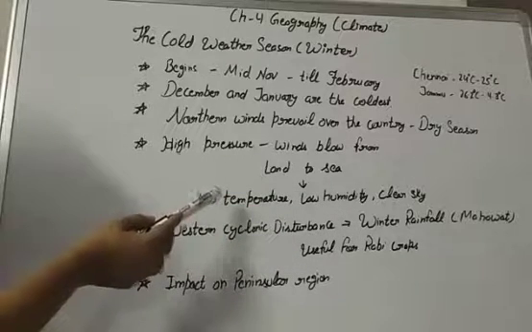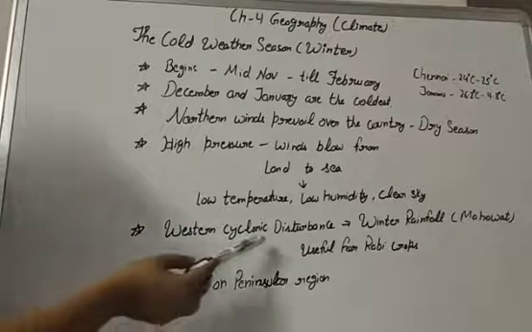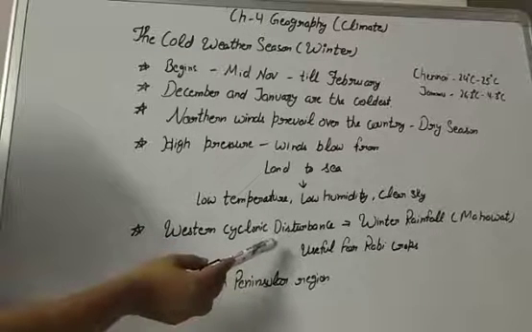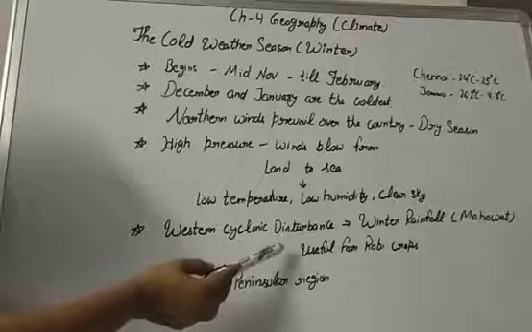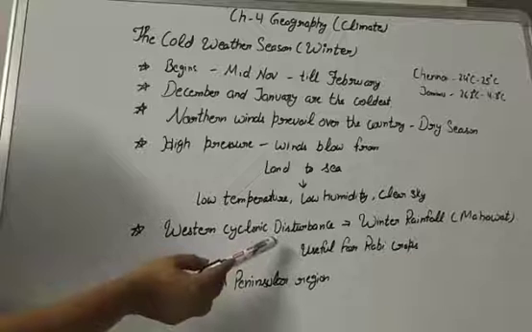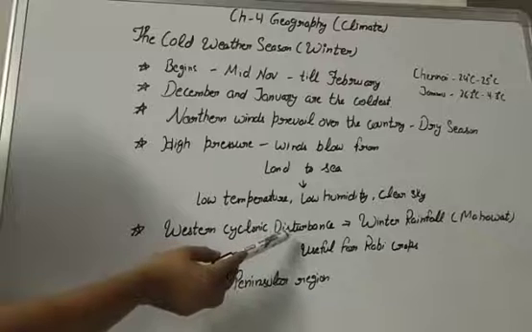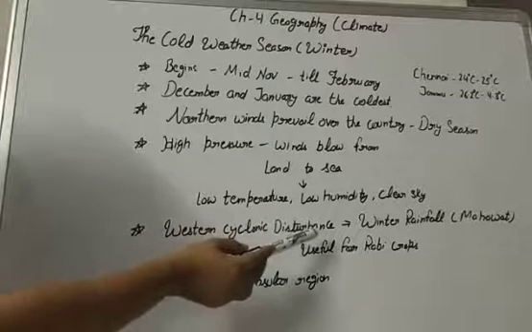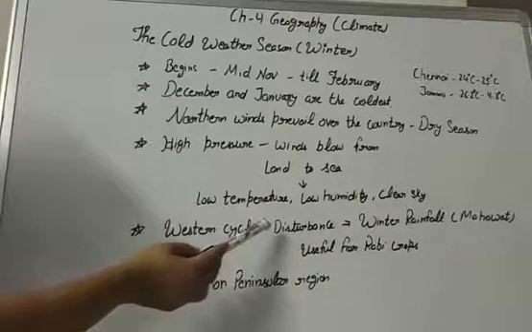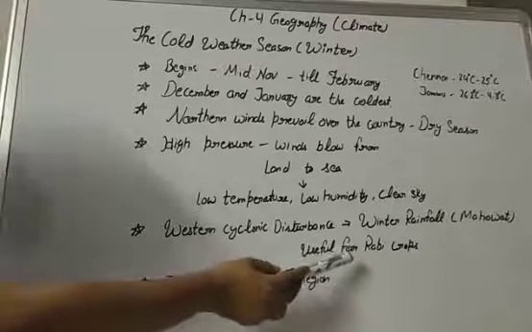Another characteristic of the winter season experienced over the northern plain is the influence of the western cyclonic disturbance from the west and the northwest. These low pressure systems originate over the Mediterranean Sea and Western Asia and move into India along with the westerly flow. They cause the winter rains over the plain and snowfall in the mountains. The winter rainfall is locally known as Mahawat. Though the total rainfall in winter is low, it is immensely important for the cultivation of the Rabi crops.